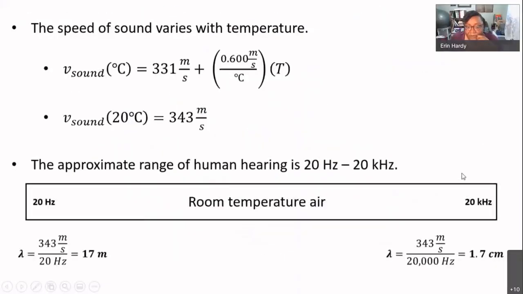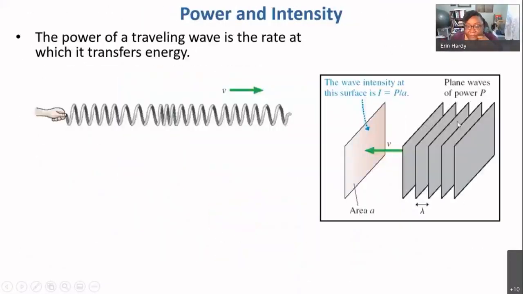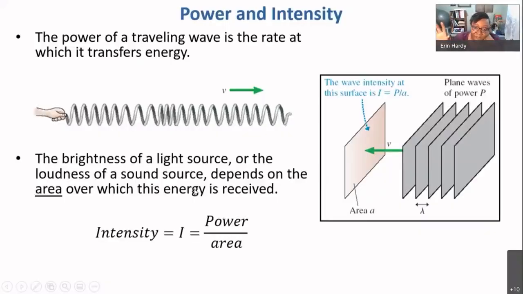Those planes are all separated by some wavelength lambda, whatever that is, based on how quickly you have to be moving your hand and the properties of the spring. If we could just take a small section of that expanding shell and calculate its area, we're using a lowercase a here because we're already using capital A for the amplitude, we can introduce the concept of intensity and see how that relates to power.